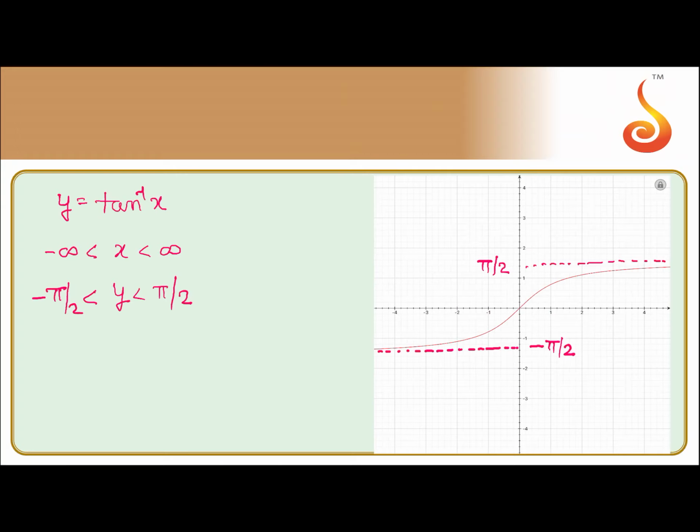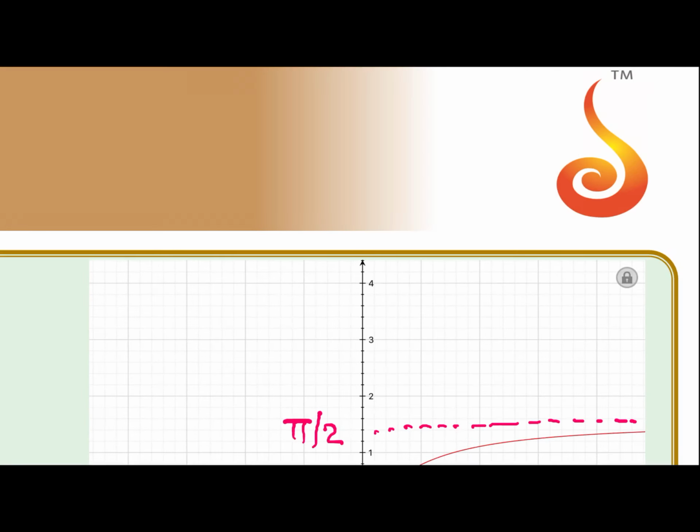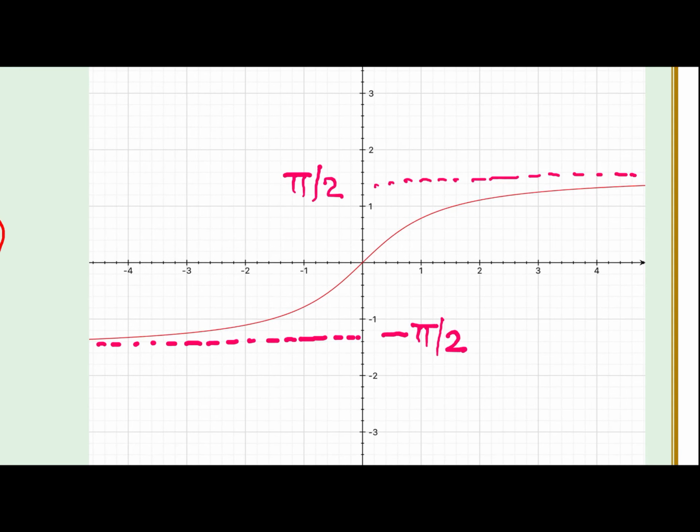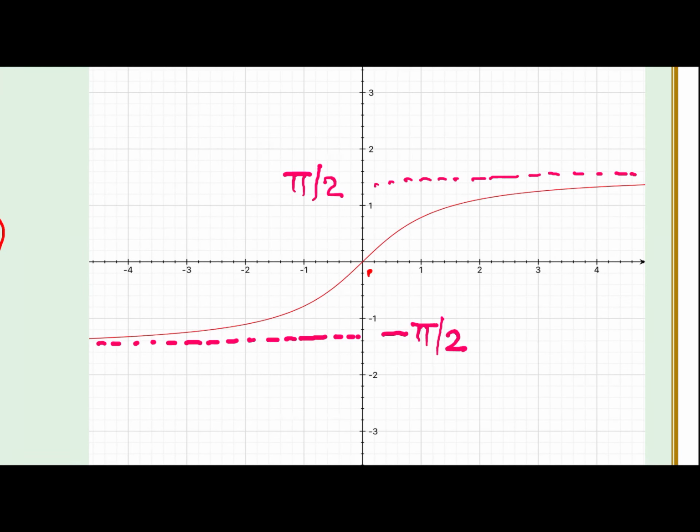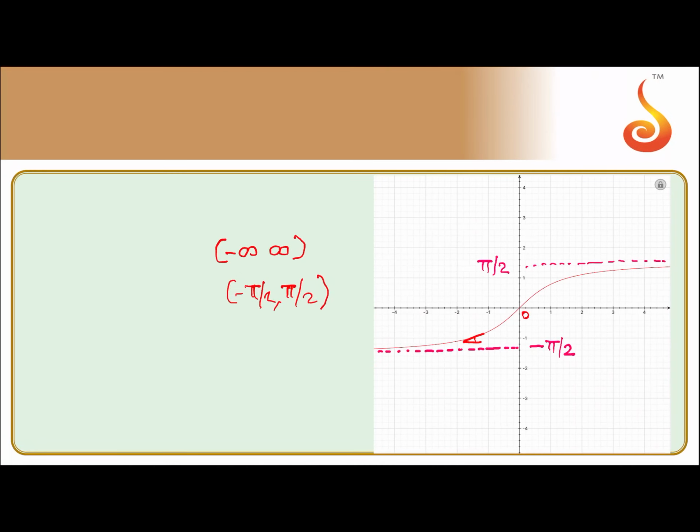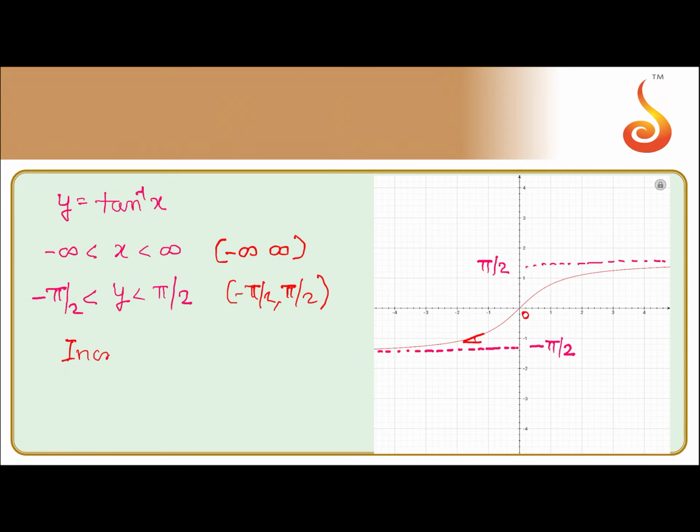Tan inverse x. You can see the domain is open interval minus infinity to plus infinity and range is open interval minus pi by 2 to plus pi by 2. So you can see the graph also. So this is a tangent to it. This is pi by 2 and this is minus pi by 2. This is 0. Clear? So in this graph, slope is always positive. Wherever you draw tangent, slope is always positive. So we can say it is an increasing function.